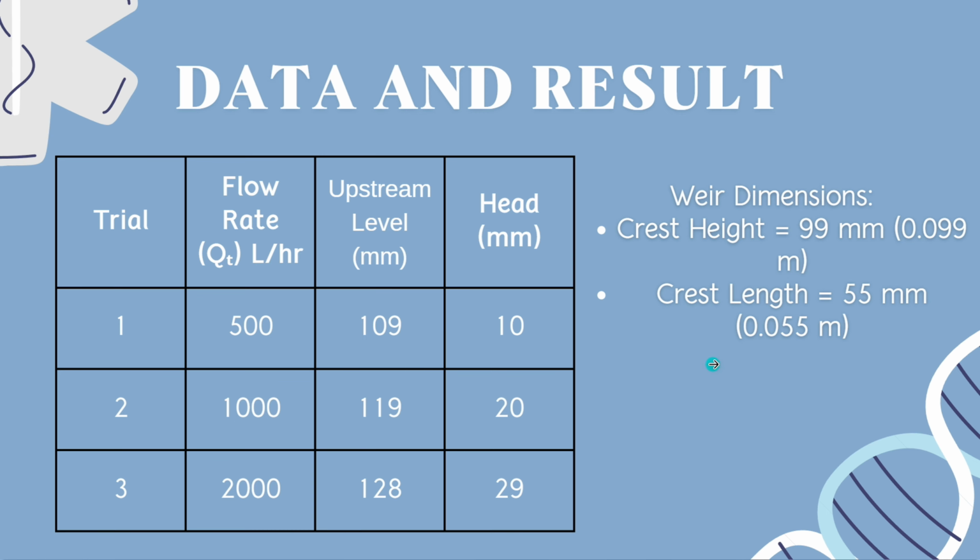The crest height of the weir was 99 millimeters and the length of it was 55 millimeters. Now for each trial, we measured the upstream water level. The head over the crest was determined by subtracting 99 from the upstream level, giving heads of 10, 20, and 29 millimeters respectively.